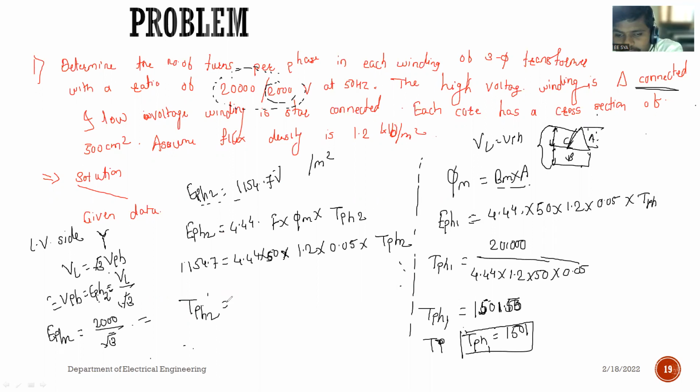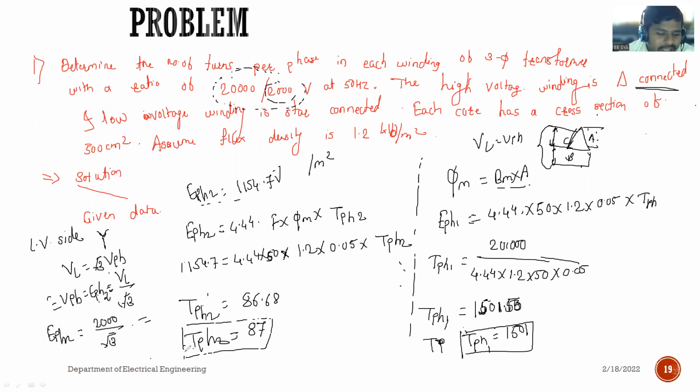86.68. Okay, so TPH2 it is equals to 86.68. Instead of writing 86.68, we are writing near about 86 or 87. So TPH2, that is number of turns per phase of the secondary winding, it is nothing but 87. Okay, 87. Right?